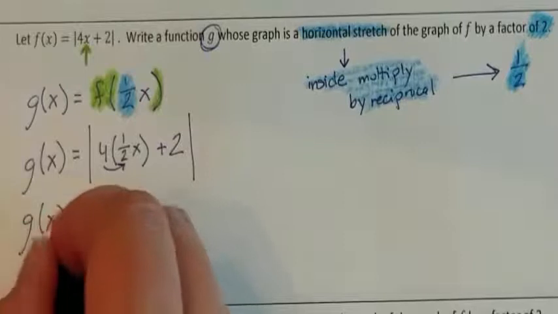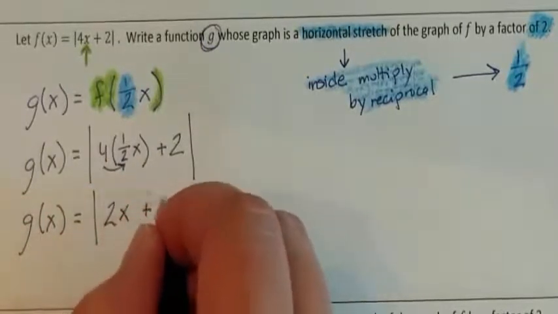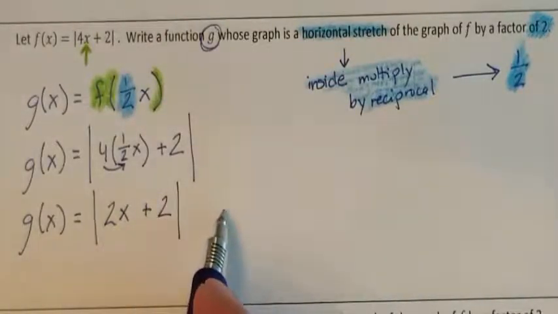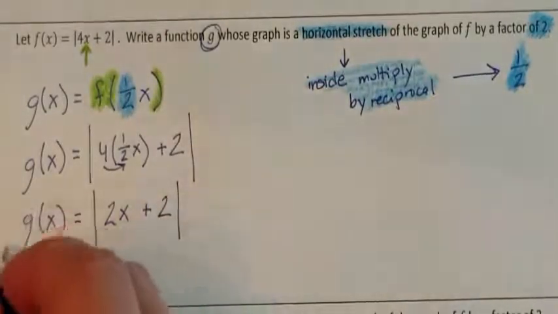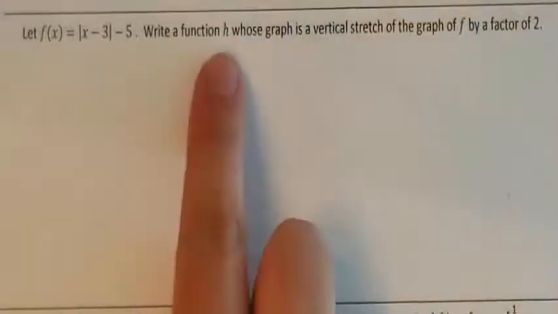So G of X is 4 times 1/2 is 2. So this is 2X plus 2. I can't take anything in and out of the absolute value, so there is nothing further to do, and this is my final answer.